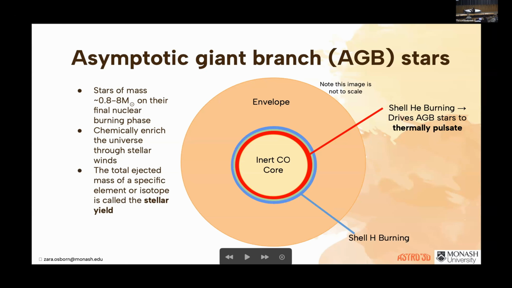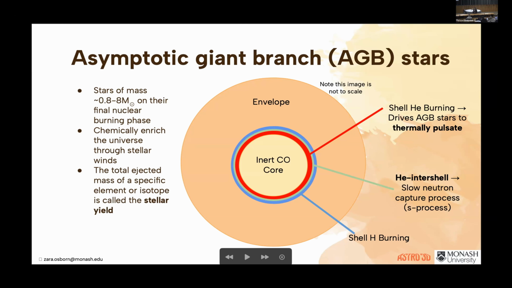So an AGB star has an inert carbon-oxygen core with an envelope, and surrounding the core, we have a hydrogen and helium burning shell. However, this is a very simplistic view, as once the helium burning shell becomes thin, it becomes unstable. And this triggers a thermonuclear runaway, which causes the star to expand and contract in what are known as thermal pulses. And it is in these thermally pulsing AGB stars that we find the S process. And the S process is thought to occur in between the hydrogen and helium burning shells within the helium intershell.